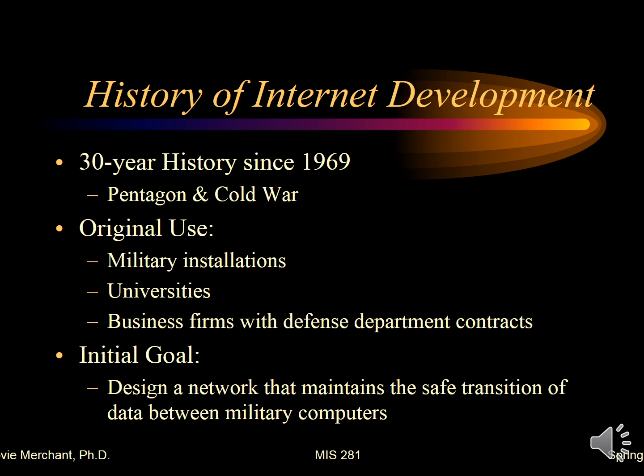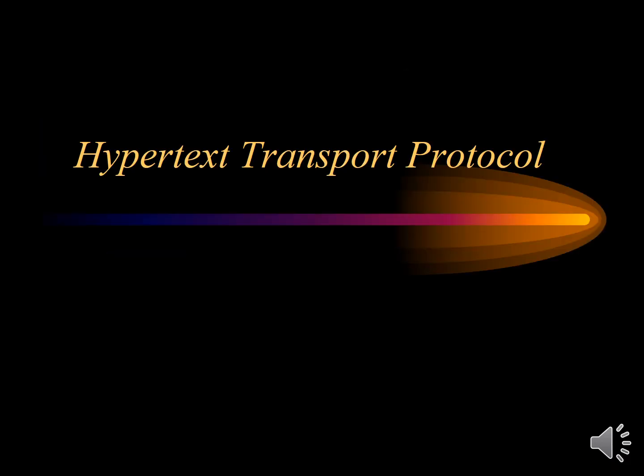History of internet development: a 30-year history, Pentagon and Cold War. The original users are militaries, universities and business firms. It made a safe transition of data between military systems.